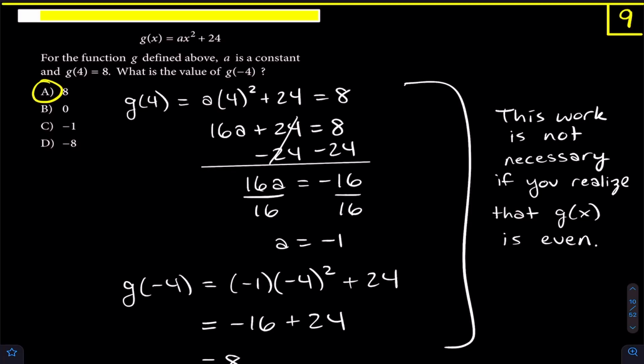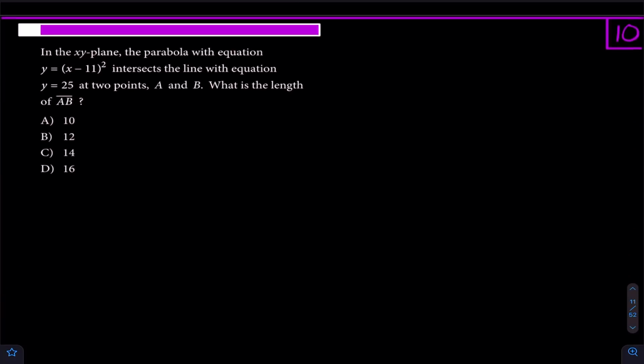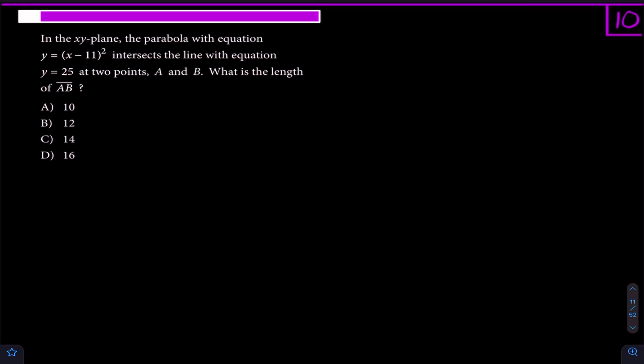All right, so that is problem 9. Now we're going to move on to our last problem for this set of 5. So we'll have 10 problems done. That'll be great. So this problem says, in the xy plane, the parabola with equation y equals (x minus 11) squared intersects the line with equation y equals 25 at 2 points A and B. What is the length of the segment AB?